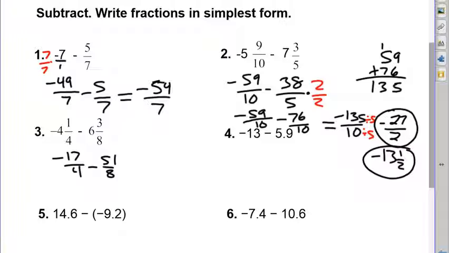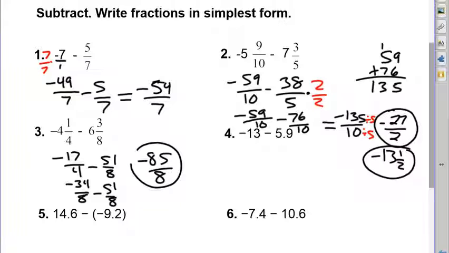minus 51 eighths. To get a common denominator, I'll multiply 17 fourths top and bottom by 2, and I get 34 eighths. It's still negative, minus 51 eighths. Negative 34 minus 51 makes a larger negative, 85 eighths. And there's no common factor between 85 and 8, so our reduced answer is negative 85 eighths.